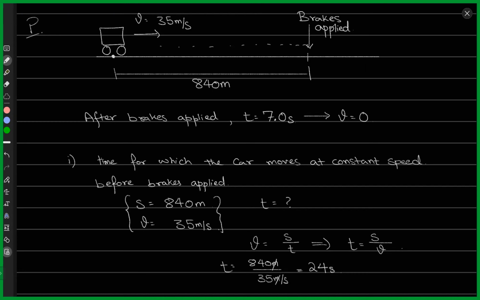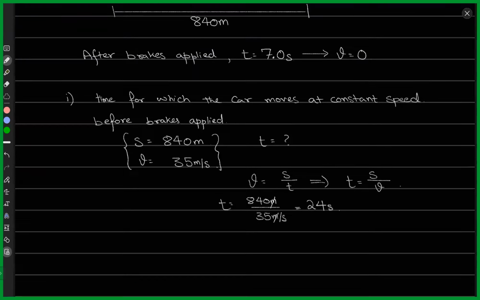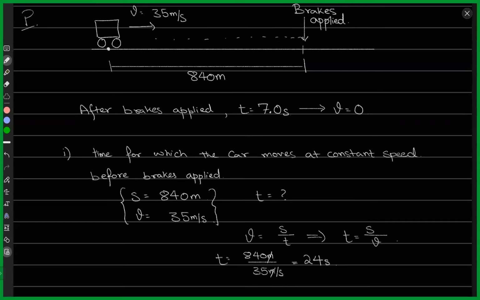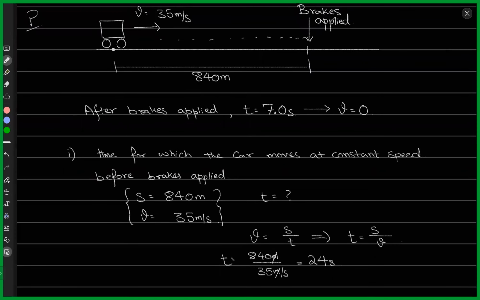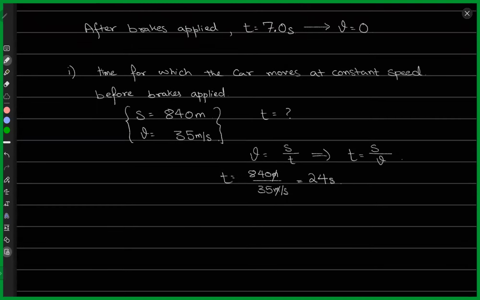And let's move to the second part of this problem. The next thing, let's try to find out the acceleration of this car as soon as the brakes are applied. Because when the brakes are applied, it will produce a negative acceleration, right? Because it has to slow down the car. The brakes are going to slow down the car. So the next thing is I want to figure out the acceleration of the car when brakes are applied.